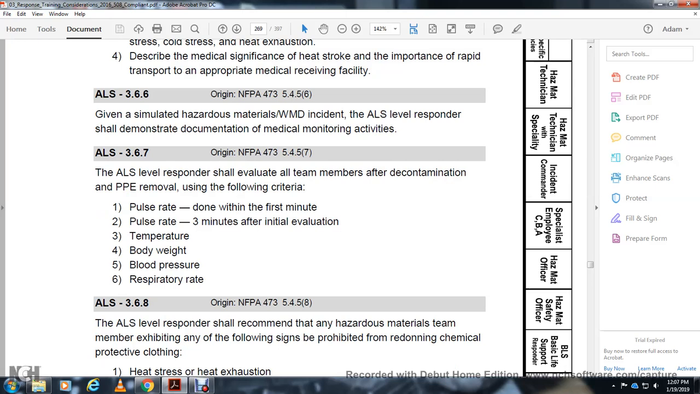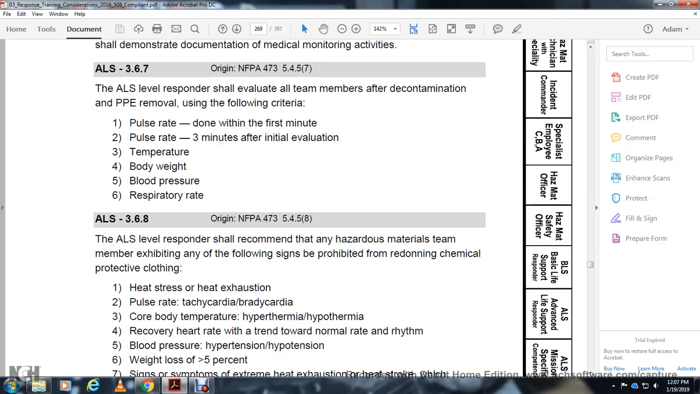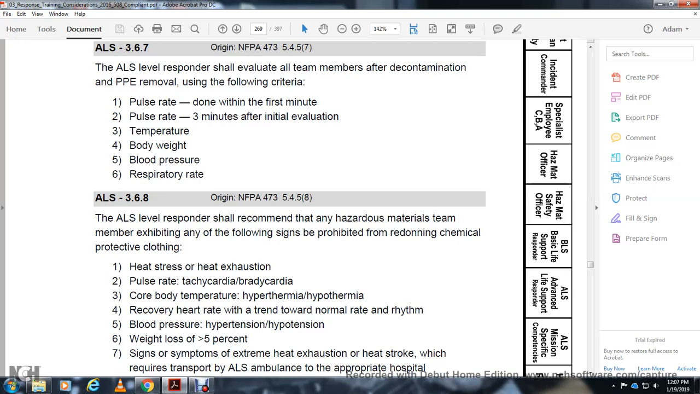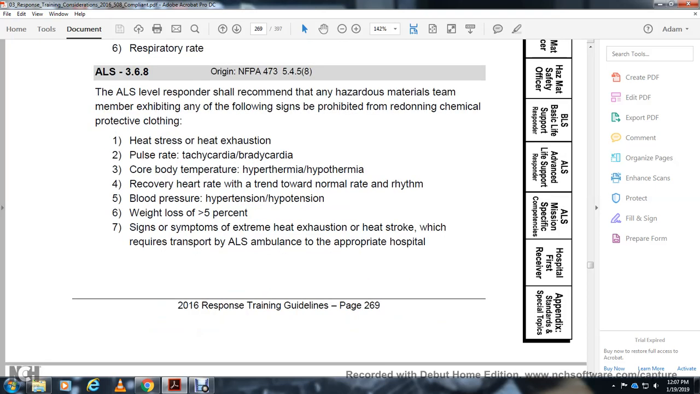Advanced life support responders should recommend that a team member with the following signs be prohibited from zoning and chemical protective equipment: heat stress, heat exhaustion, pulse rate with tachycardia or bradycardia, core body temperature with hypothermia or hyperthermia, recovery rate trends, abnormal rate or rhythm, blood pressure with hypertension or hypotension, and weight loss greater than 5%. Signs of extreme heat or heat stroke require advanced life support, with transport to the appropriate hospital.